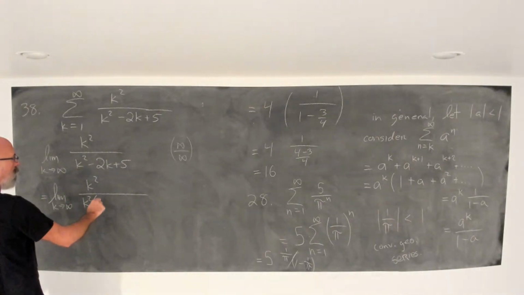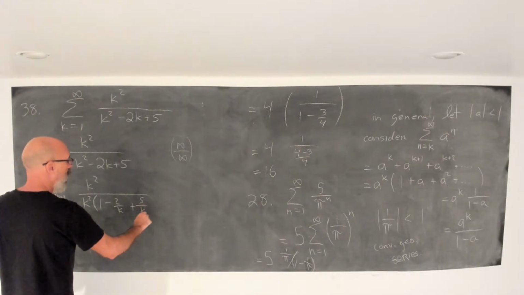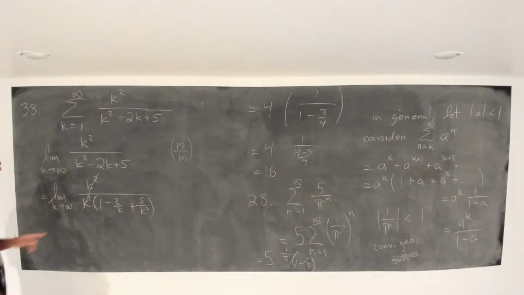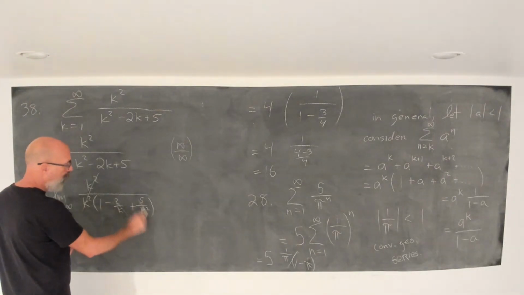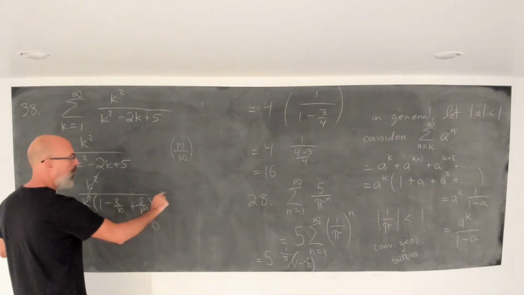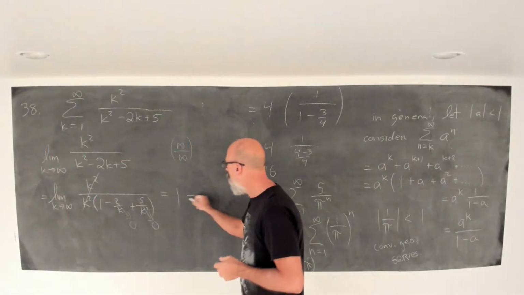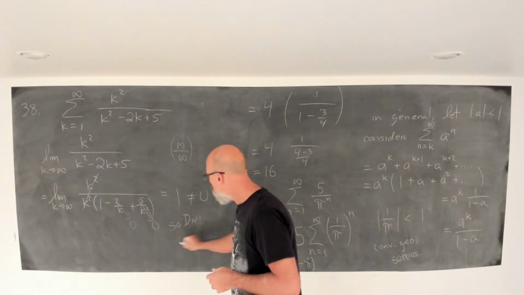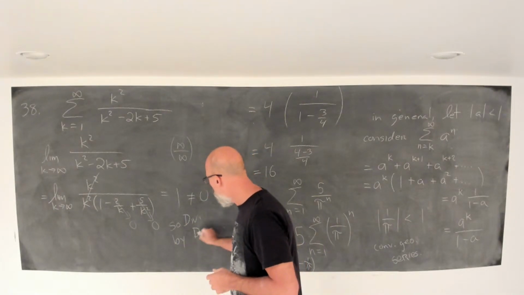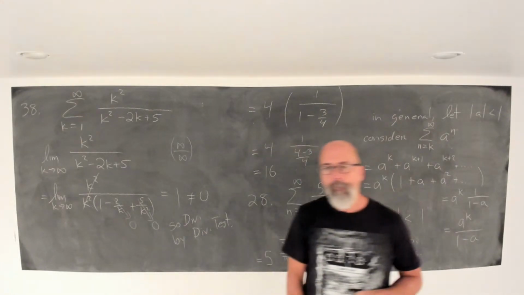If you factor out a k squared, 1 minus 2 over k plus 5 over k squared. The k squareds cancel. As k goes to infinity, 2 over k goes to 0, 5 over k squared goes to 0, leaving you with a limit of 1. 1 is not 0, so it diverges by the divergence test. Very nice.